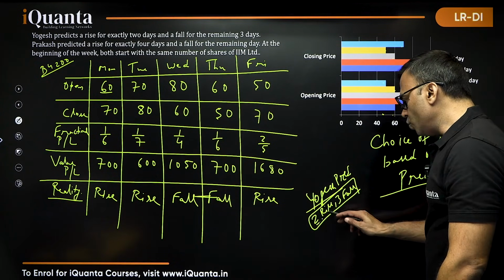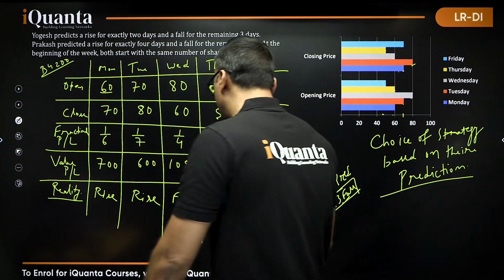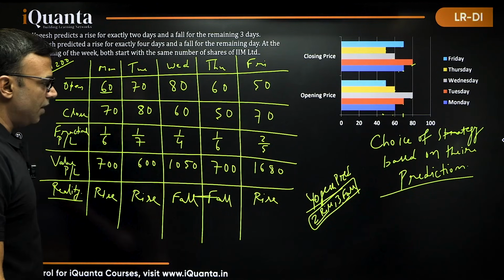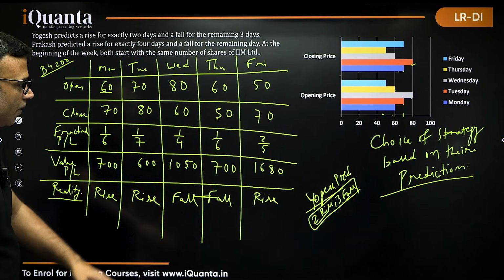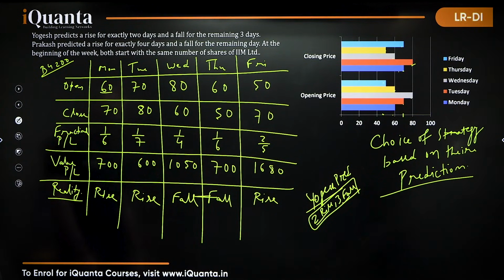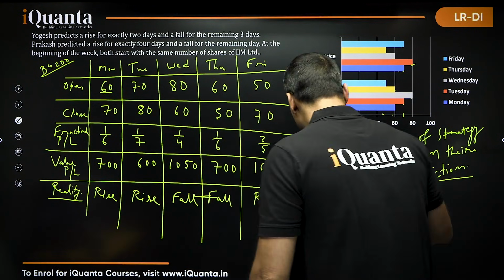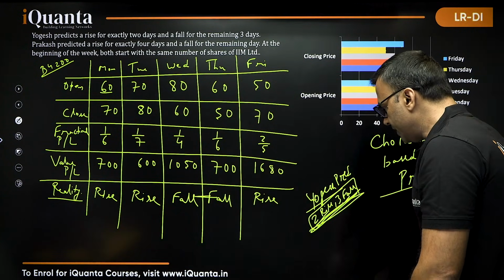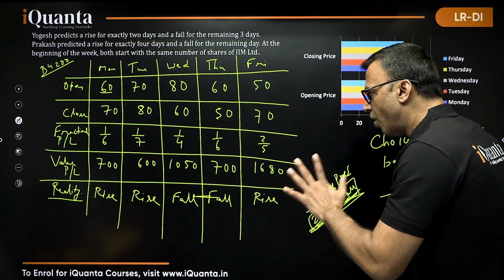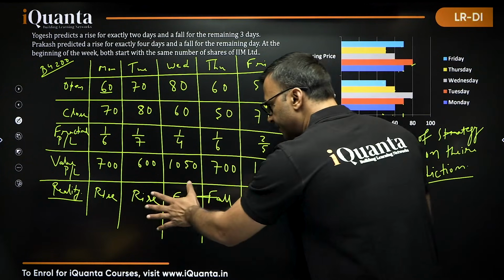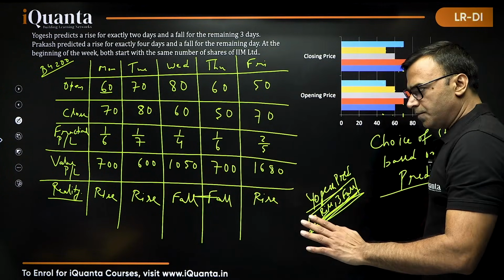So I want 2 rise and 3 fall. In reality, there are 3 rise and 2 fall. So what should I do? I should look at a situation. So there is a possibility that he gets 1 wrong, rest correct. Compare with this. Okay, go slow.